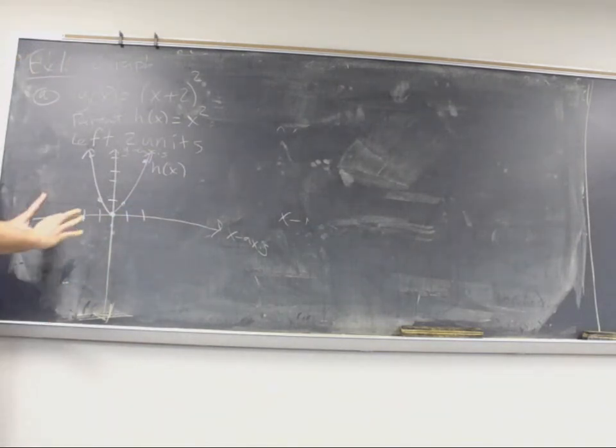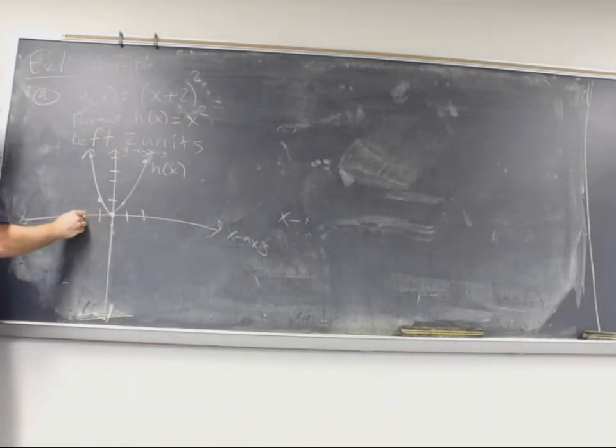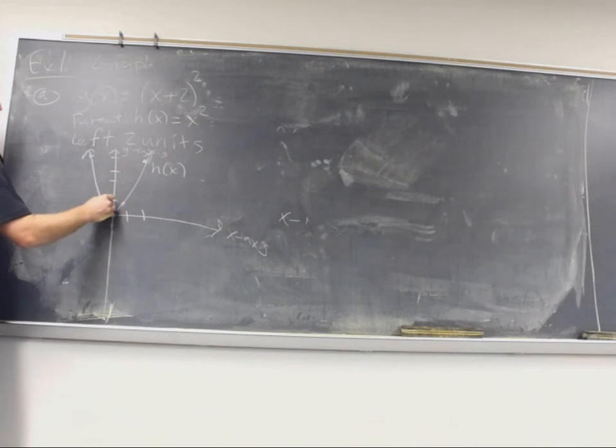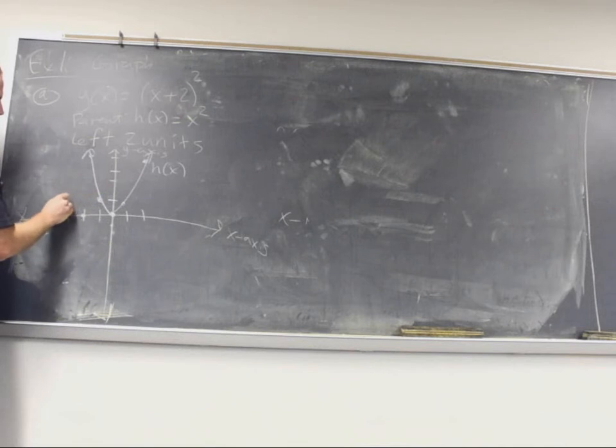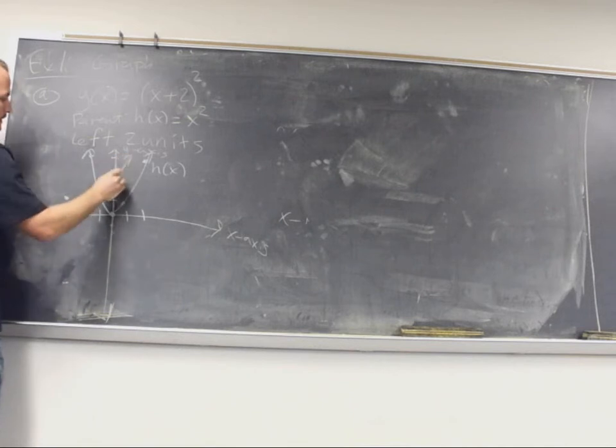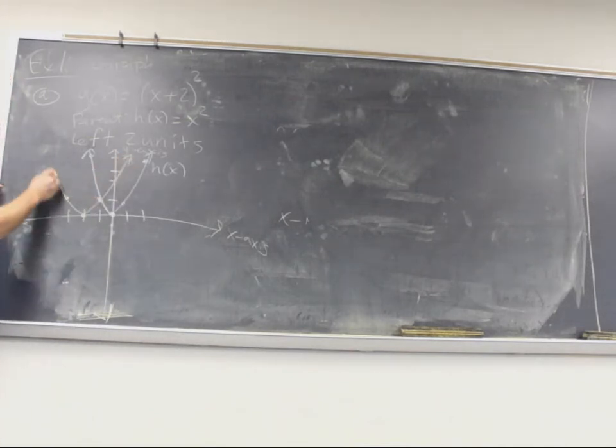Now I have my parent function drawn, and I'm going to move left 2 units. So I take these points and just count 2 over. 1, 2. There's my new point. And here is my new function in yellow, and that is g of x.